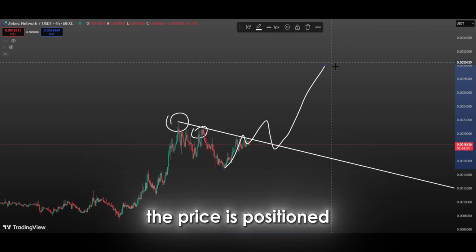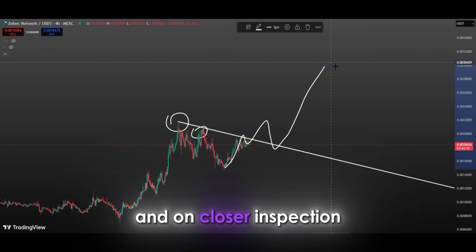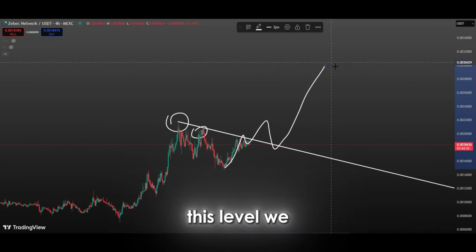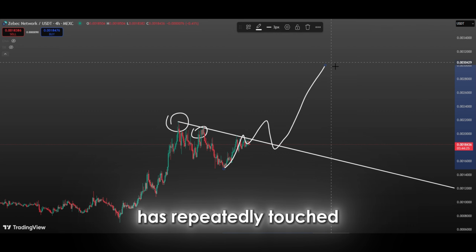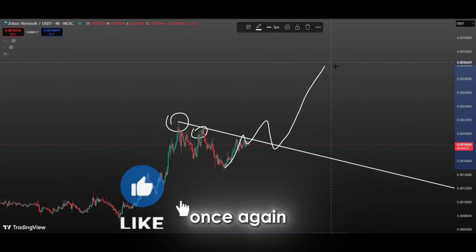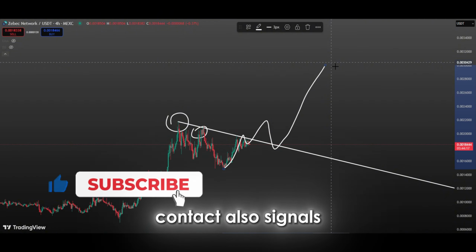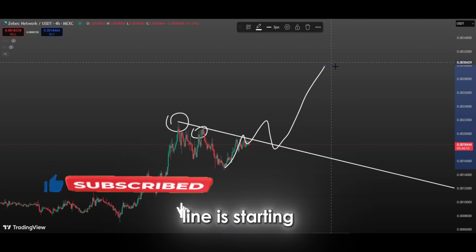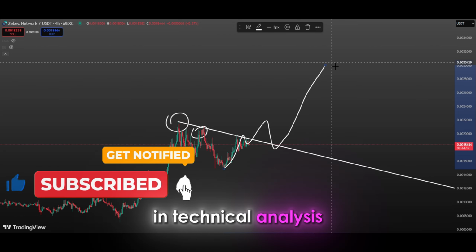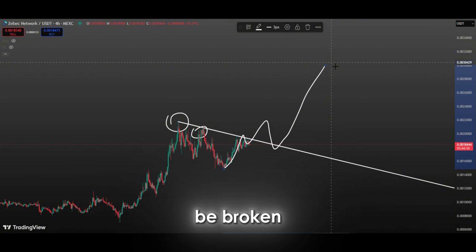At the moment, the price is positioned just below this falling trend line, and on closer inspection, it is clearly noticeable that the price tends to push this level. We can see that price has repeatedly touched this falling trend line. Each contact confirms once again how strong a technical level this area is, but each new contact also signals that this trend line is starting to weaken. In technical analysis, the more a resistance is tested, the more likely it is to be broken.